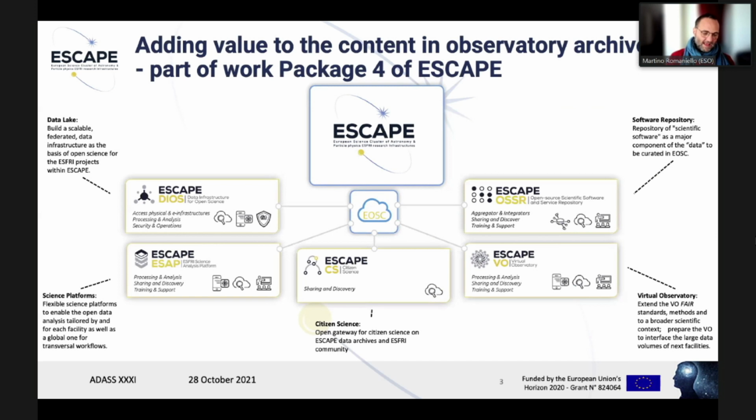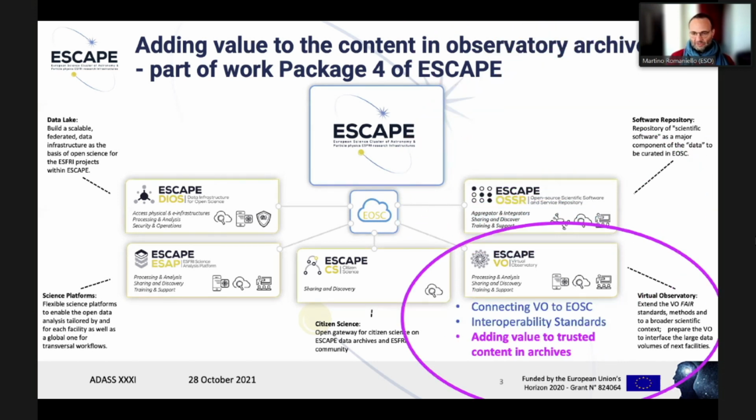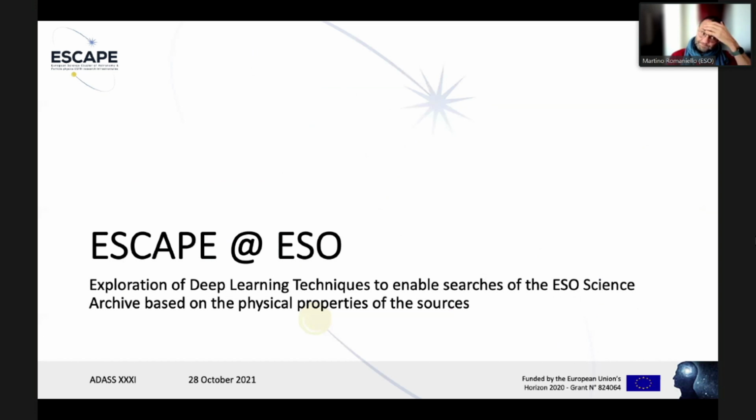As it were, ESCAPE has several work packages. You see them listed here. The details don't particularly matter here. They cover all sorts of tools needed to share data in a FAIR way. And I'm going to talk especially about this pink corner down here on the right-hand side, adding value to trusted content in the archive. This is what I will be focusing on. This is what we've been doing at ESO for ESCAPE. So what we've been trying to do is to explore applying deep learning techniques to enable searches in the ESO Science Archive. Okay, so this is the headline of what we've been trying to do.